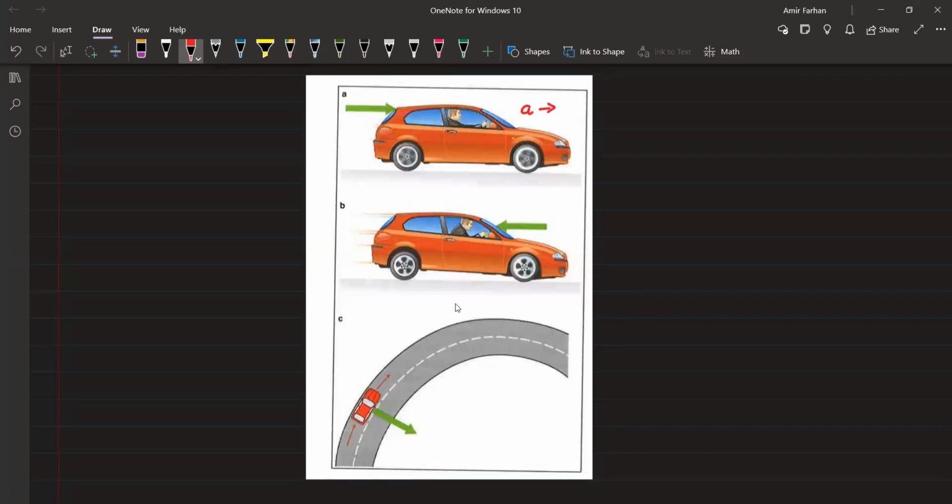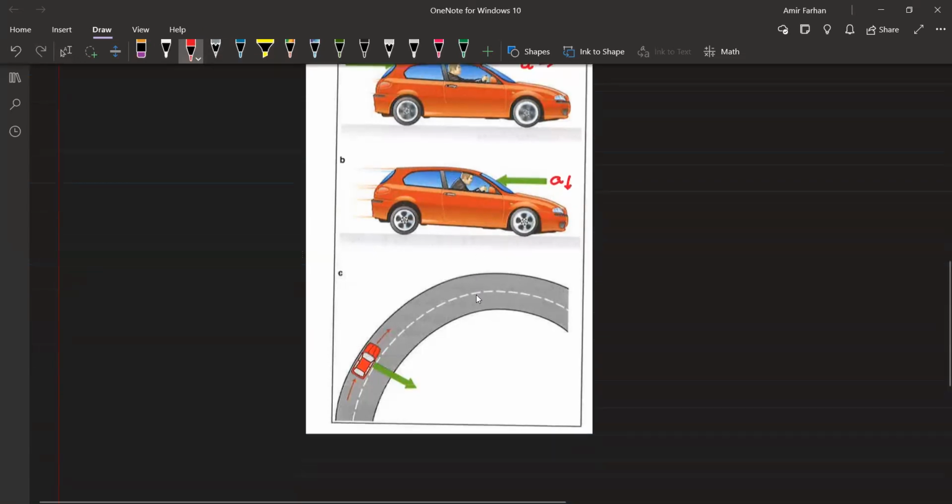Now tell me, what will happen, Ayaan, if the car is going in this direction and applying force in the opposite direction? The speed will decrease. Yes, obviously. So acceleration will decrease. Obviously, you can see this thing.